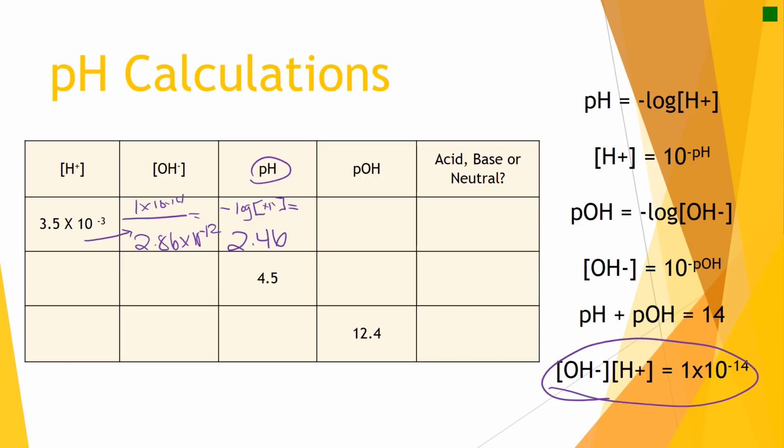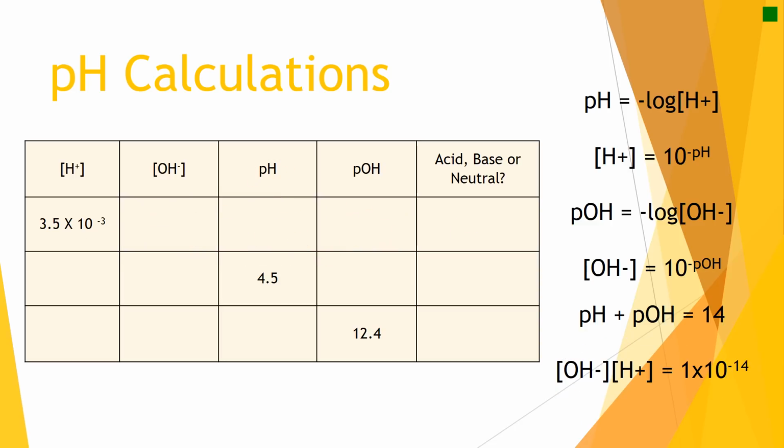I would like you to try to do these along with me. If you need to pause it in order to do this, make sure you do that because you do need to have these buttons understood. The pOH is going to be 14 minus my pH, which is 2.46, and I get 11.54. You can also take the negative log of the hydroxide concentration to get your pOH. Solving for this, I always look at my pH. I do personally. Whether it's an acid, base, or neutral, it is under 7, so it would be an acid.